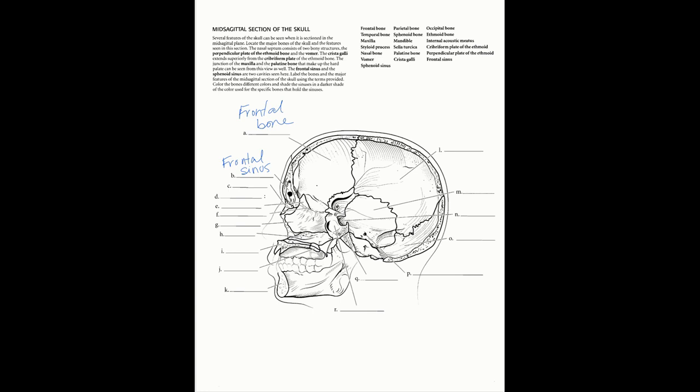C is our nasal bone. And our nasal bone is made of 2 other structures. I'm going to jump down. The nasal bone is made from G, which is the perpendicular plate, as well as H, which is the vomer. Okay, so these 2 help make up the nasal bone.